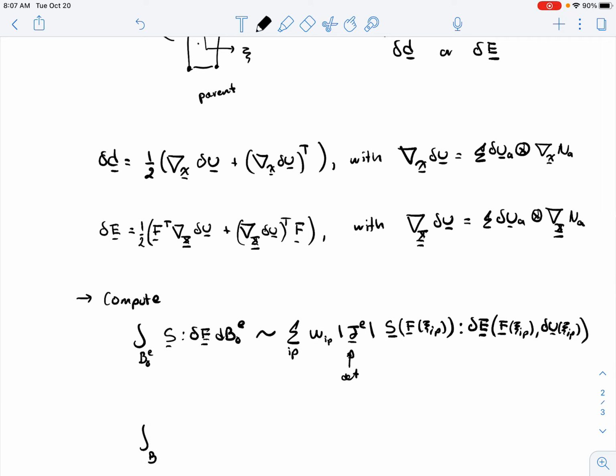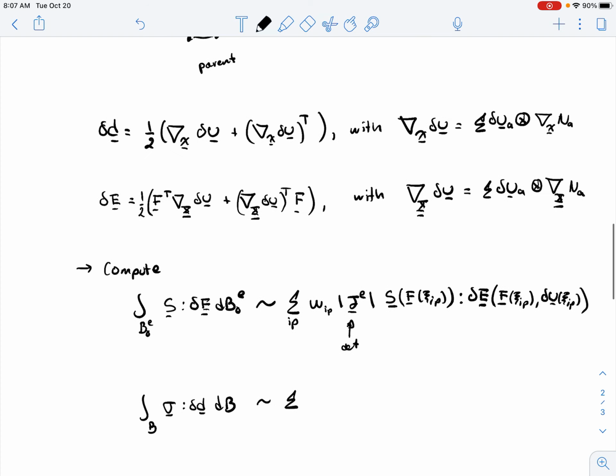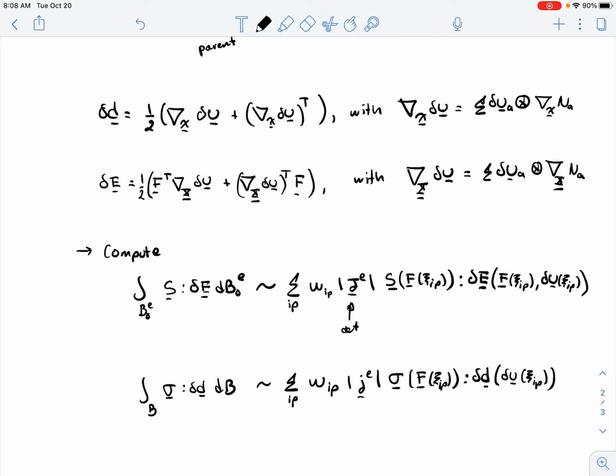Similarly, if you want to compute the integral of sigma double contracted with delta D, again this can be a sum over the integration points of the weight times the determinant of the Jacobian, times sigma, which depends on having F computed at the integration points, double contracted with this delta D, which directly depends on delta U. So that's how you would compute either one of these integrals, with however many integration points you need.